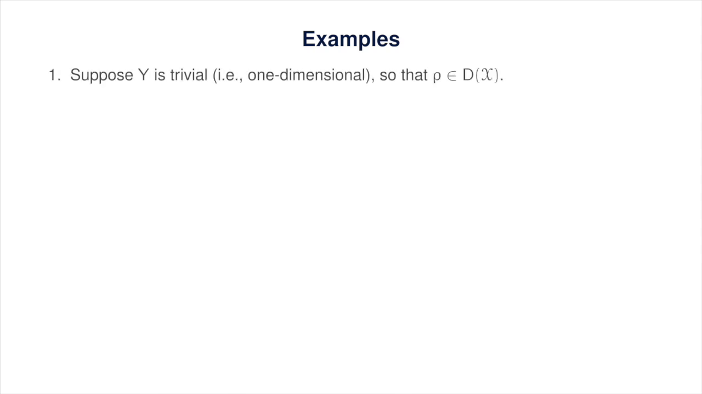Let's finish off the lecture by looking at some examples. First, let's imagine that y is trivial, meaning that its corresponding complex Euclidean space is one-dimensional. In that case, rho is just a density operator on x, and the conditional min-entropy of x given this trivial register y looks like this according to the definition. But there's actually only one state sigma of this trivial register y, and that is the scalar 1. So we can ignore this state altogether, and we obtain -1 times the max relative entropy of rho with respect to the identity operator on x.